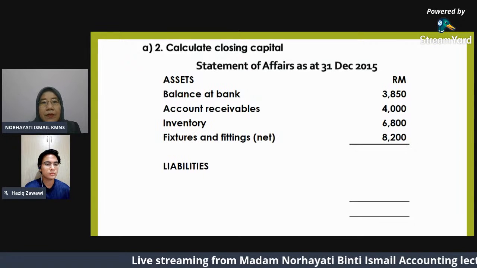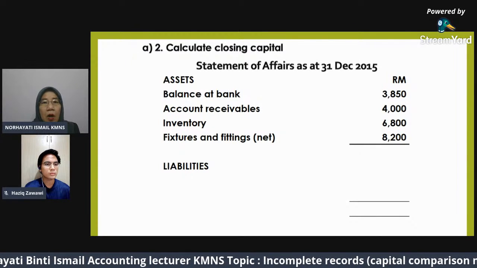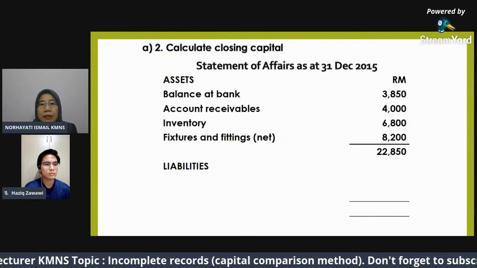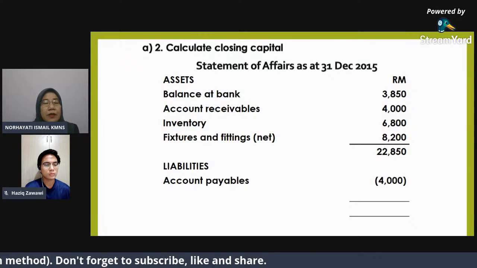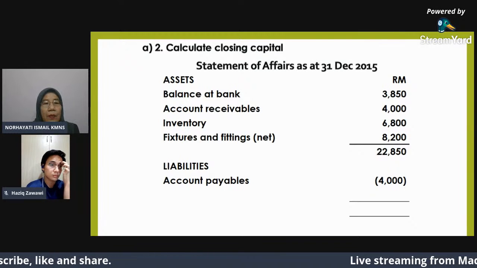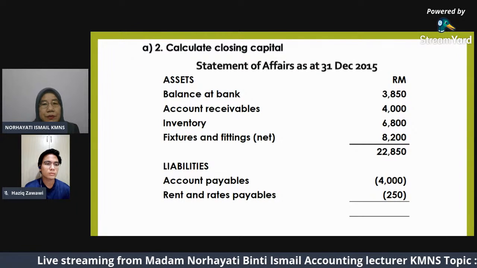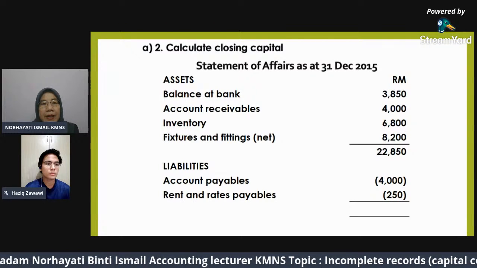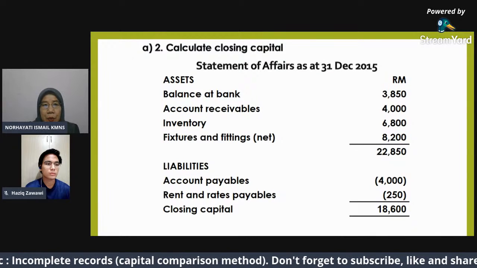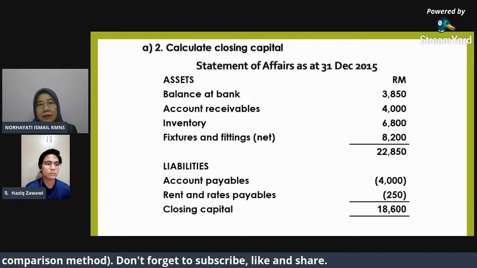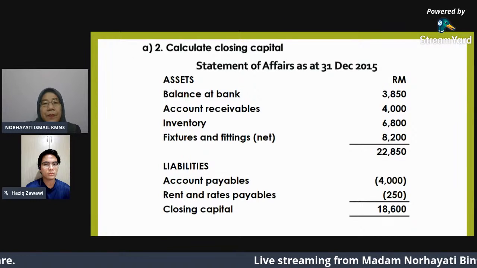So you can see how many assets from the question. There are four assets. So you have to add all the assets and you get a total 22,850, and you must less the list of liabilities, ending liabilities. So there are two items for liabilities: account payable 4,000, and rent and rates payable. So the amount for closing capital is 18,600. So this is the second step when you are applying comparison method.